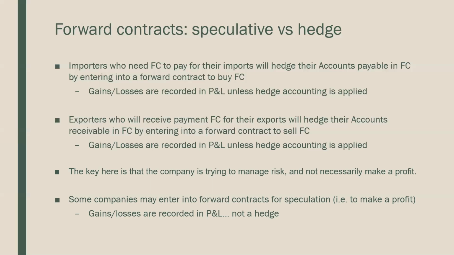Now, you would have noticed that we had said unless hedge accounting is applied. So if hedge accounting were applied, the gains and losses may not hit the income statement, the P&L immediately. And we'll talk about hedge accounting in a little bit. So how do we account for a forward contract?